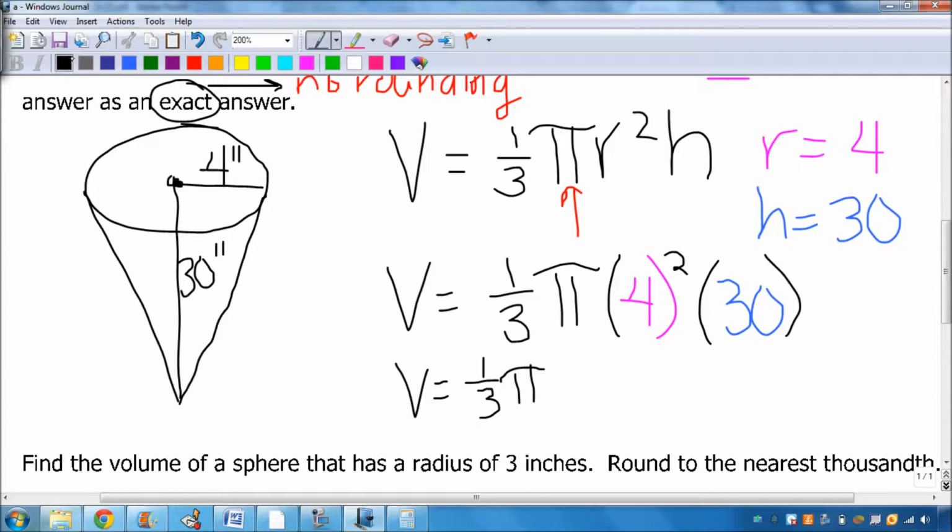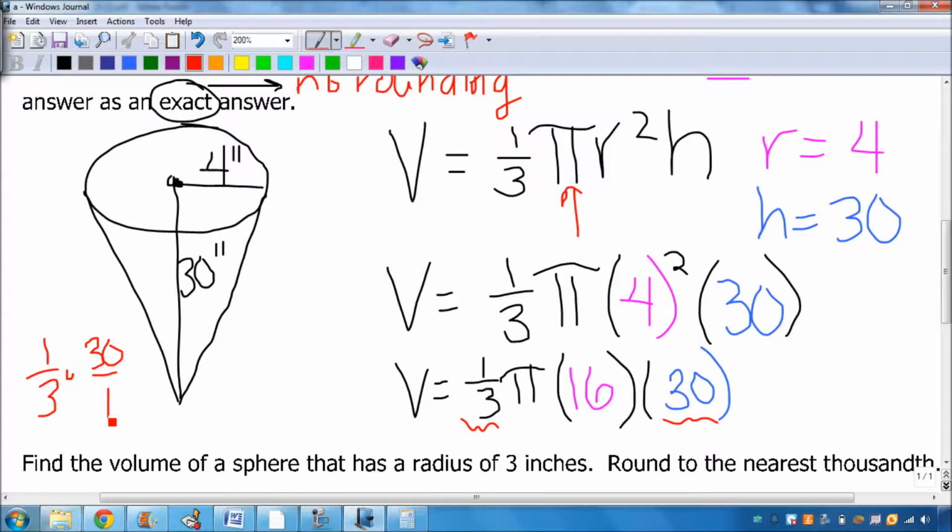So this ends up being 1/3 pi multiplied by 16 multiplied by 30. Now the rest of this problem is all multiplication, and you can do it in any order you want. So I'm going to multiply the numbers that are easy to multiply together. See this 1/3 and this 30? Those are easy. I can just multiply 1/3 times 30 over 1, and I end up getting 30 over 3, which is 10.